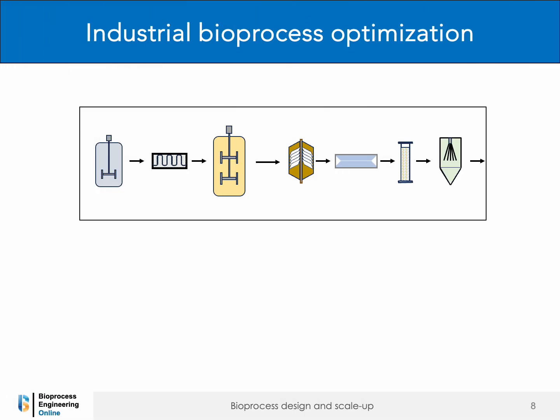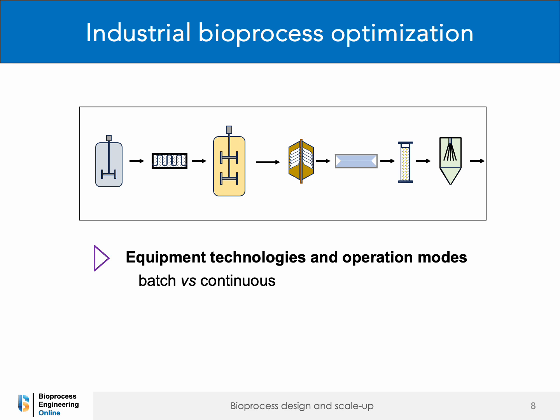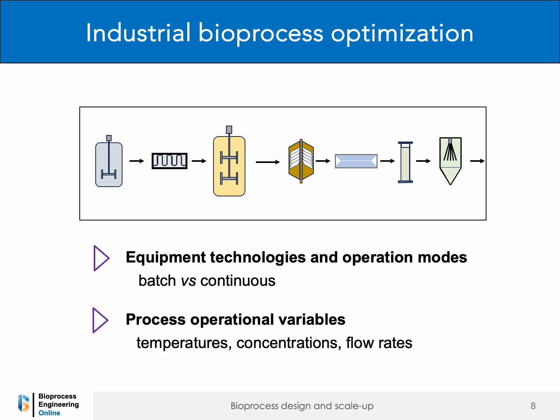After establishing the industrial scale sequence of unit operations, the engineer faces the crucial task of selecting the optimal equipment technology and operational mode. This decision often involves choosing between batch or continuous operational modes for certain unit operations. Another key aspect of bioprocess optimization is the consideration of operational variables within unit operations. These variables encompass temperatures, substrate and reactant concentrations, and flow rate. The ultimate goal of scaling up is to design an optimal process that maximizes productivity, minimizes production costs, and reduces environmental impacts to the lowest possible levels.